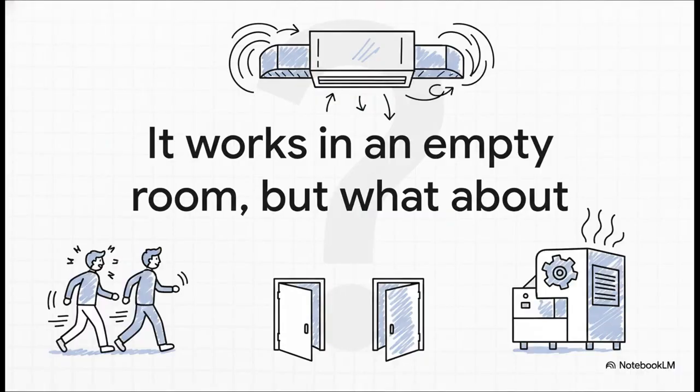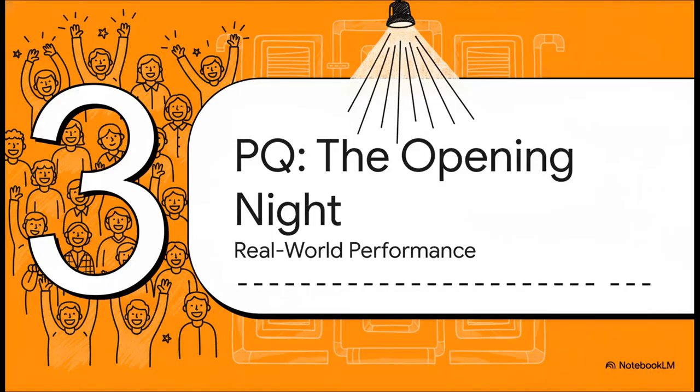And that, of course, leads to the big question, right? It's great that the system works perfectly in an empty room. But what happens when you introduce the chaos of real life? People walking around, machines generating heat, doors opening and closing. And that is where our second phase comes in, Performance Qualification, or PQ.